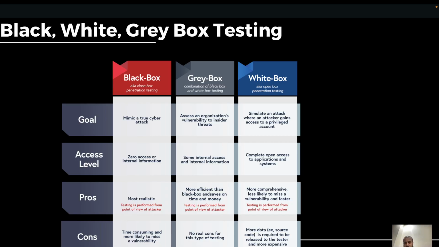Gray box is a combination of black box and white box, and then you have the white box. So white box is like a general testing which is actually happening, penetration testing also we could actually consider.